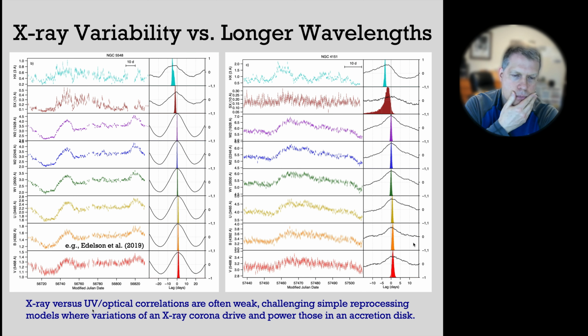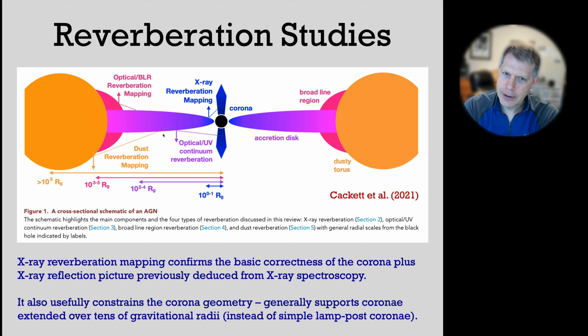Okay, so the point is that the X-ray versus ultraviolet optical correlations are often weak, and this challenges simple reprocessing models where one might imagine that you have this X-ray corona varying, and those variations in the corona shine out further onto the disk, out into the optical and ultraviolet region, and thereby drive and power the variation seen at those longer wavelengths. If that were the case, one would expect a better degree of correlation between the X-ray light curves and the optical ultraviolet light curves, quite likely, than what is observed. So that's a challenge to this idea of at least this kind of reprocessing, where the corona drives the variations of the optical UV continuum reverberation region.